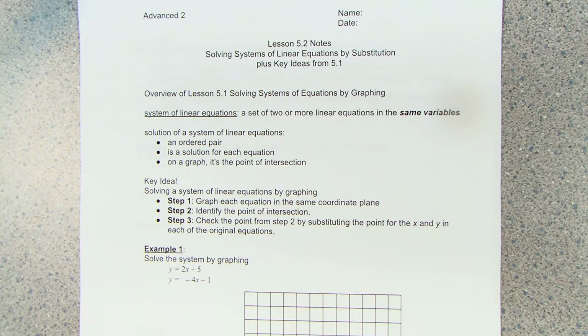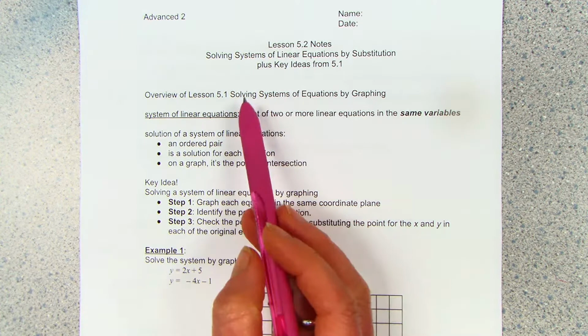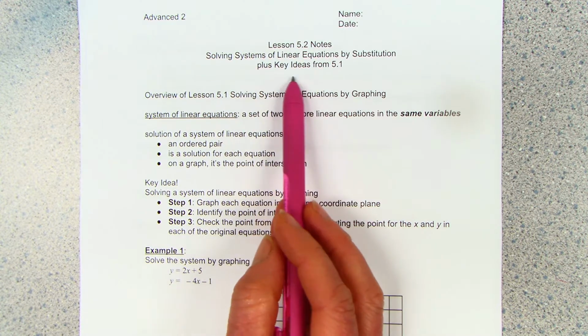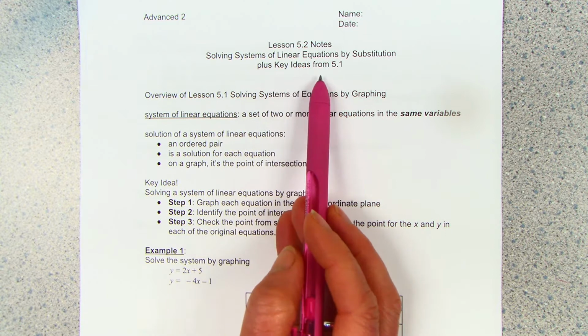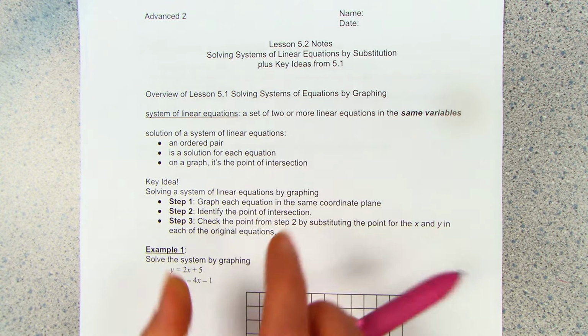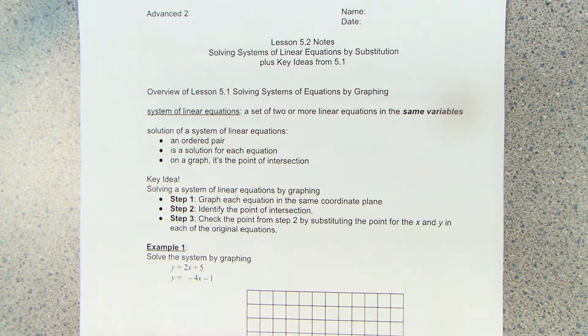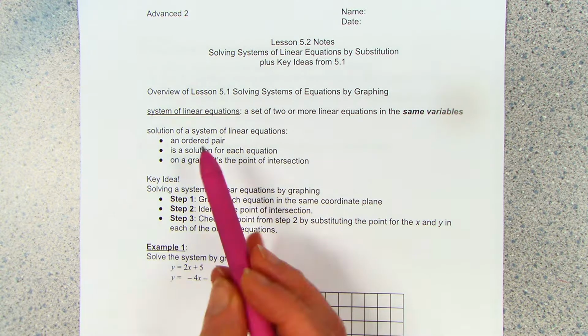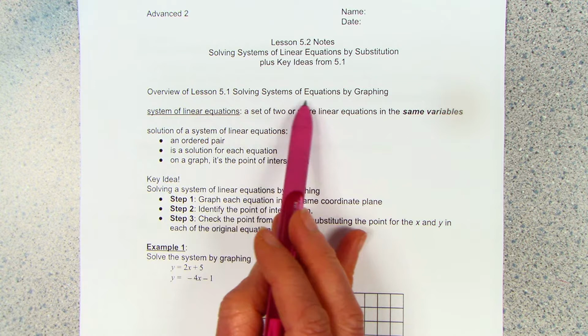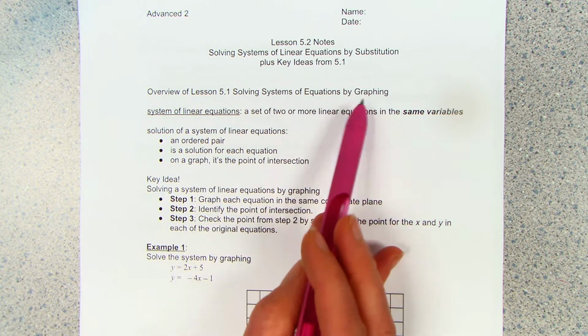These are the Lesson 5.2 notes on solving systems of linear equations by substitution, plus the key ideas from Lesson 5.1. Since we did not do all of the notes for 5.1, this first page will review the important information there. In 5.1, we were solving systems of equations by graphing.